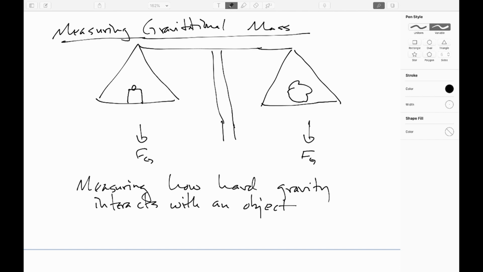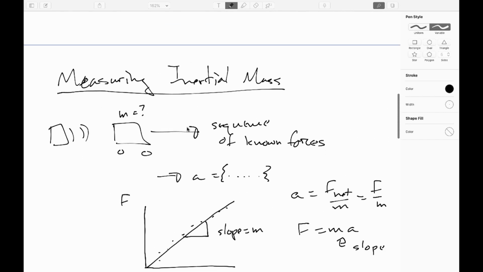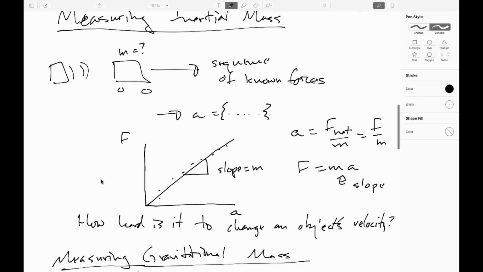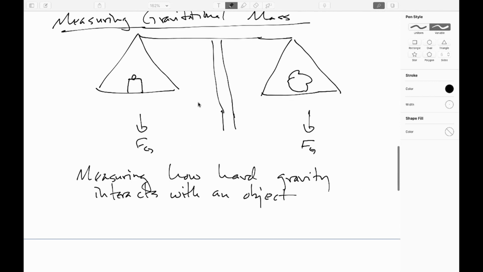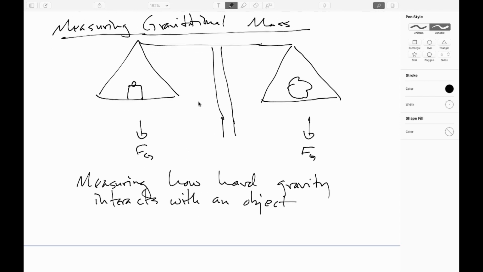So with the dynamics cart, where we do the forces and get the slope, this is measuring the inertial mass. Here, where we're comparing gravitational forces, we're measuring the gravitational mass. Since these seem to be measuring two totally different properties of nature, there should be no reason why these are the same.